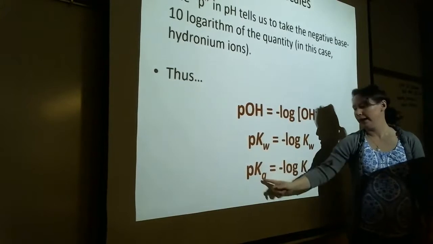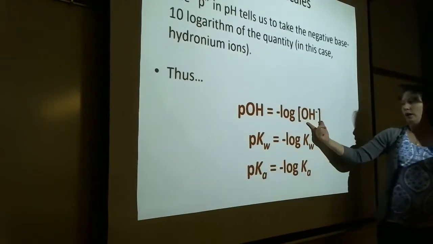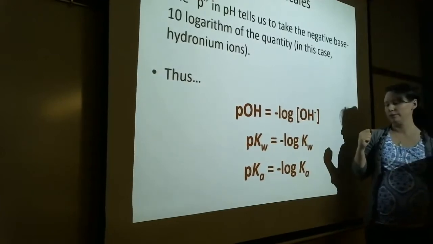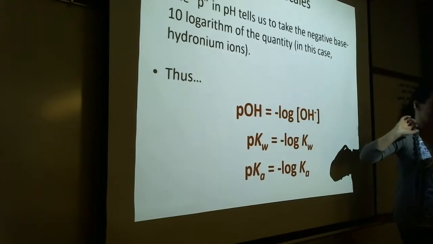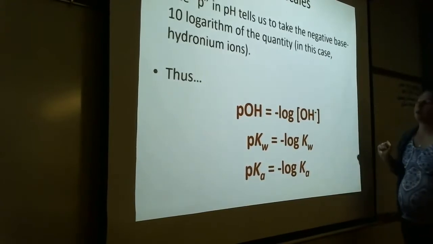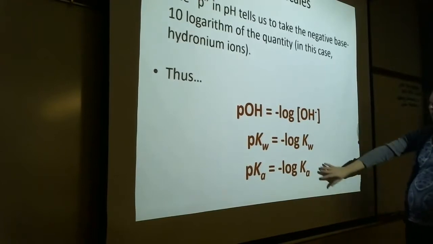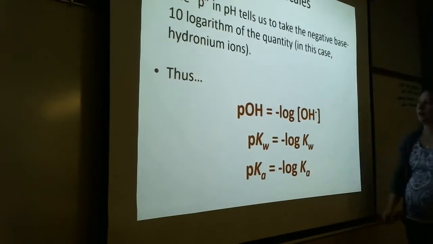Okay, so pKa would be the negative log of the Ka. pOH would be the negative log of the hydroxide ion concentration. Anytime you see that little p, just think negative log. That's where pH comes from, that's where pOH comes from, which is what we're going to talk about today as well. And we'll talk about pKa's next week. And you'll see this a ton in organic, a ton.